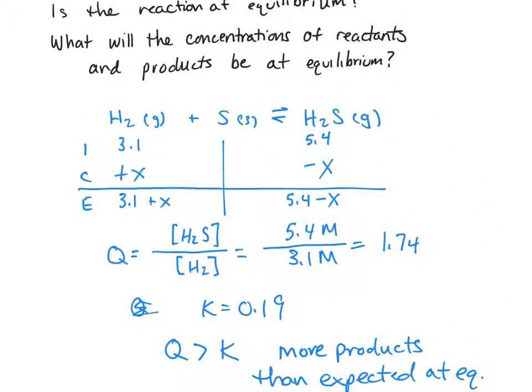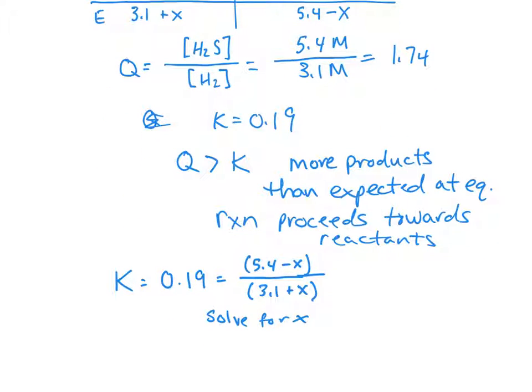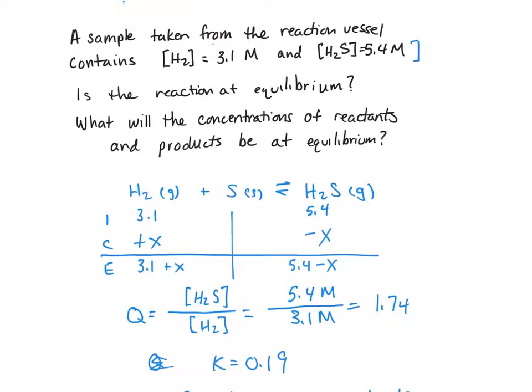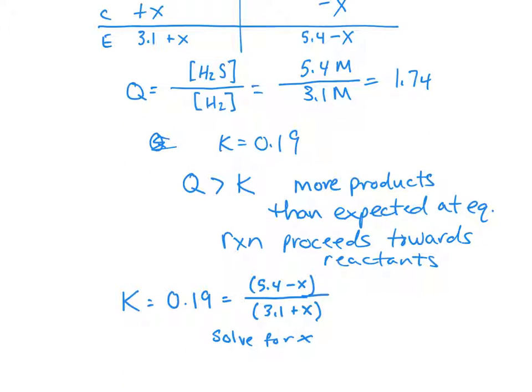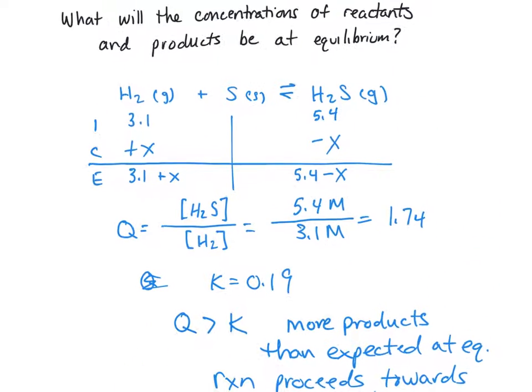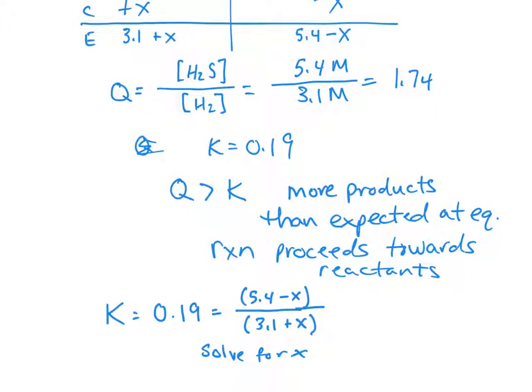Does anyone need any of this up here? Yeah. We're doing the reverse process. Why is the product 5.4 and not 3.1, our given concentration up here? Did I write it wrong? Because K is given for the reaction written. Yeah, I see what you're asking. So K is written for the reaction written in the forward direction. So even though we're going the reverse way, you still write products over reactants as written. Good question.